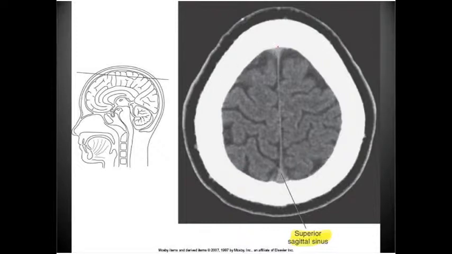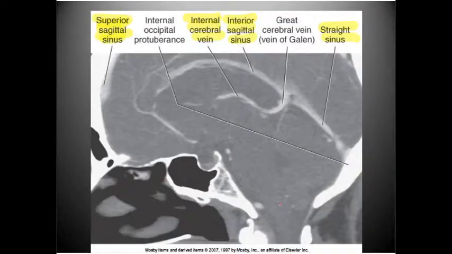So here you have this big, large area here, and that is the superior sagittal sinus. Here you can see the sinus. We have this large area going up, and notice how close it is in proximity of itself to the skull. This is the superior sagittal sinus running up at the top portion of the head.